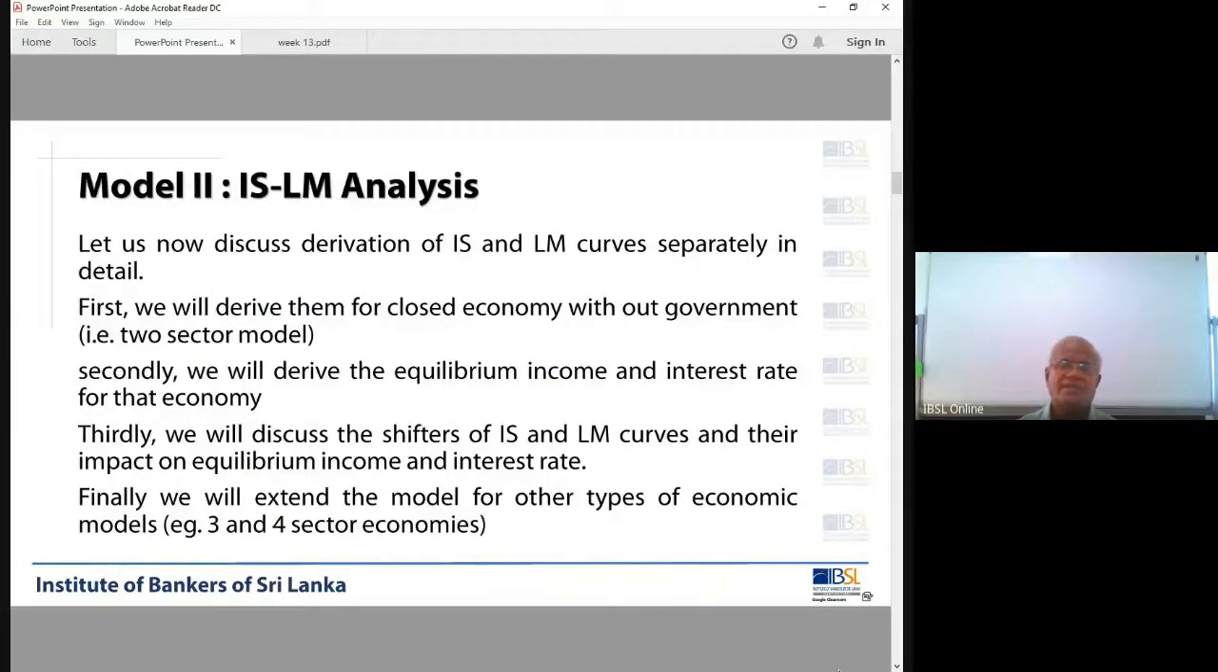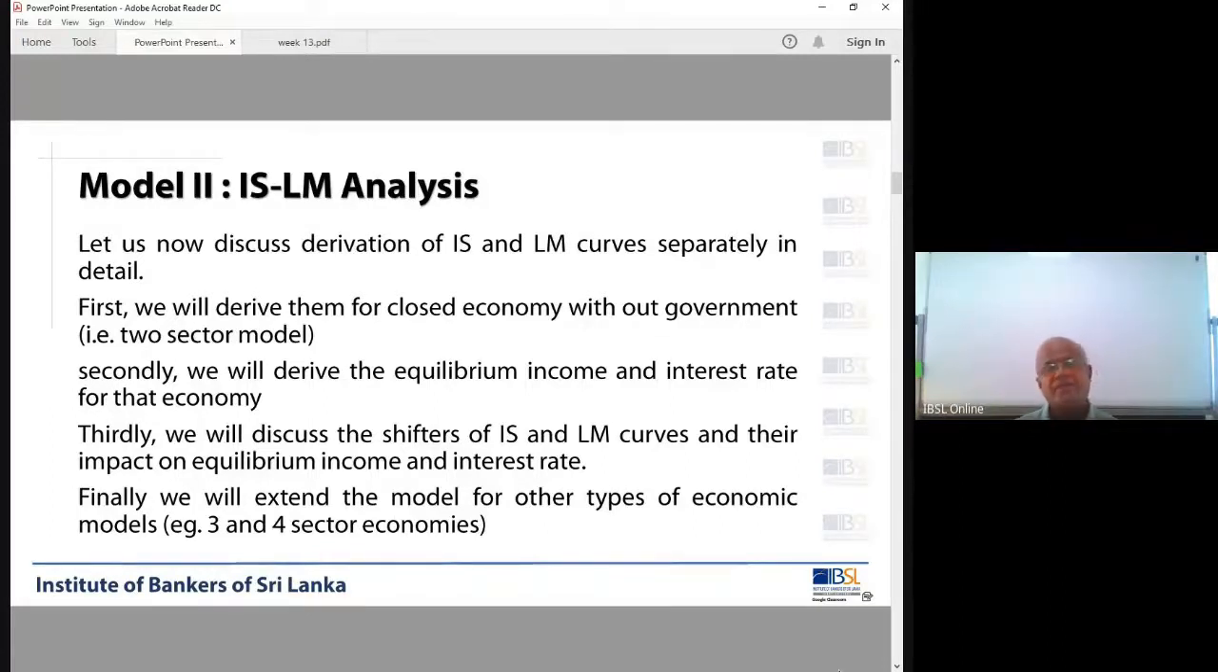Let us now discuss the derivation of the IS and LM curves separately in detail: the downward sloping IS curve and the upward sloping LM curve. First, we will derive them for a closed economy without government. A two-sector model, business and household. Simplest model.